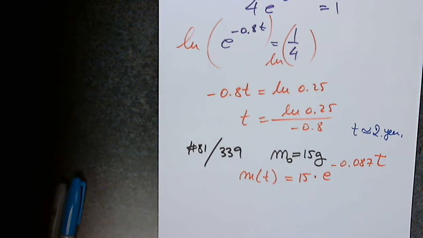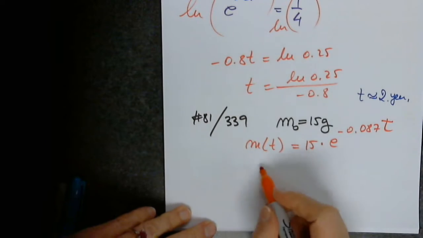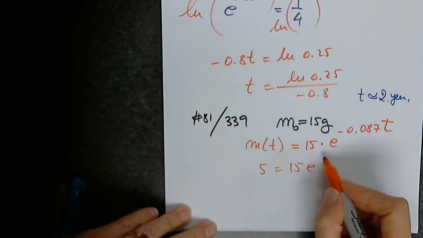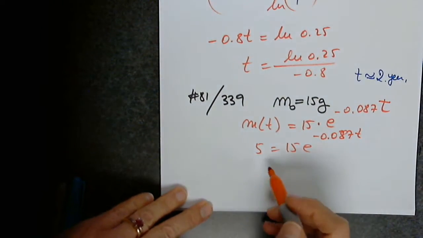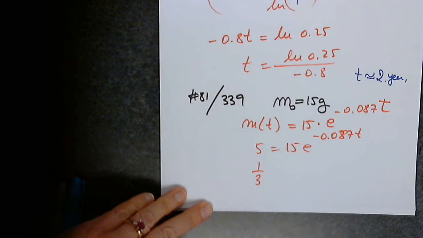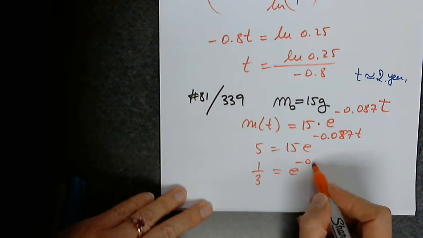Yes, we have to solve for t. We are told the remaining mass is 5. After how many days did that happen? So 5 is the mass today. That's it. So this is 1/3. We divide both sides by 15, and I get this.